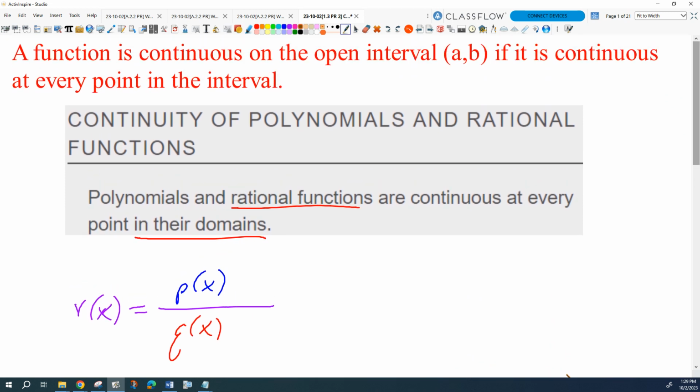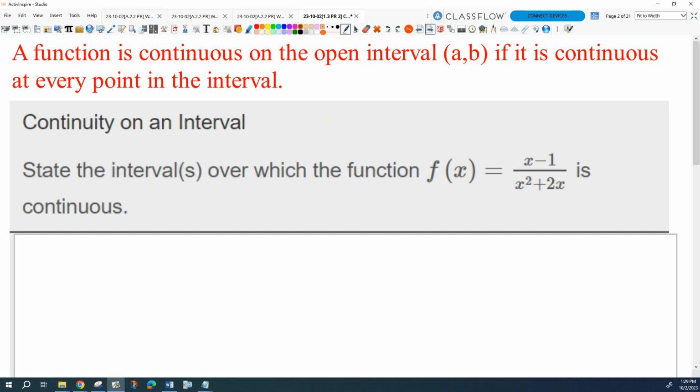We'll get there. So, continuity of polynomials and rational functions. This is the last thing we said, I believe. Polynomials and rational functions are always continuous at every point in their domains. There's never an issue. The only deal is with rational functions, we have to figure out what their domains are. We might have to exclude some values. For example, what about this guy? Here's a rational function. State the intervals over which this function is continuous.